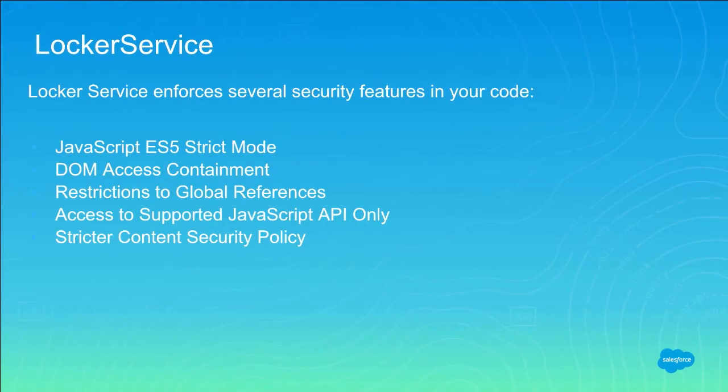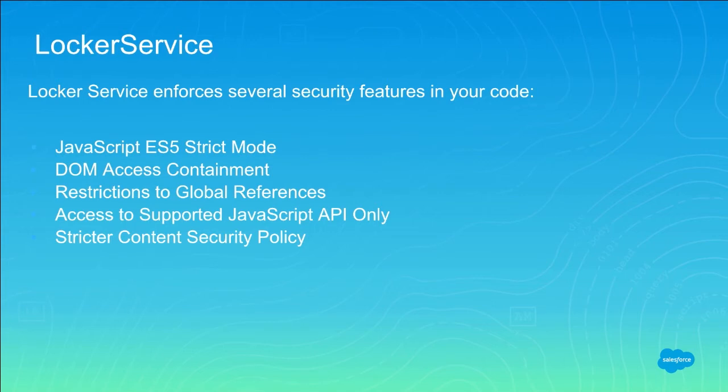Restrictions to global references. You can access intrinsic objects such as Array, but Locker Service will provide you secure versions of non-intrinsic objects, such as window. And then the secure versions of these objects automatically and seamlessly control access to the object and its properties.